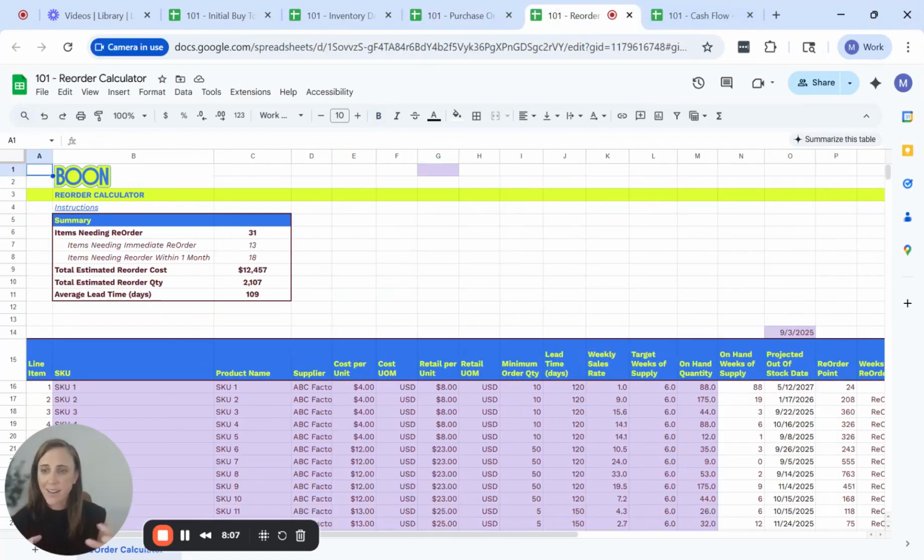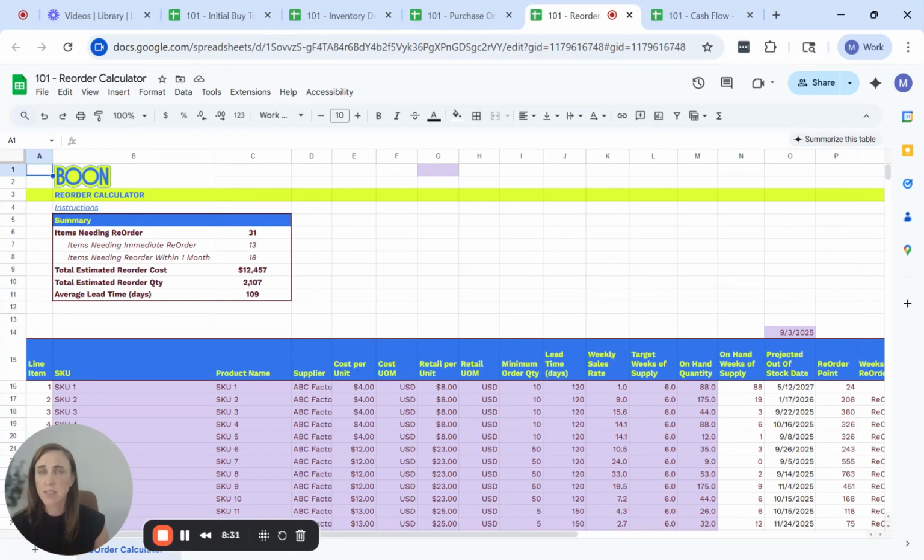Our next one is getting a little more into the weeds. So this is our reorder calculator. And from a summary perspective, it's telling you how many items need to be reordered, how many need to be ordered immediately, how many within 1 month, and then the total cost and quantity of your assortment. And what this is really trying to do is give you the ability to understand what needs to be ordered when and in what quantities.